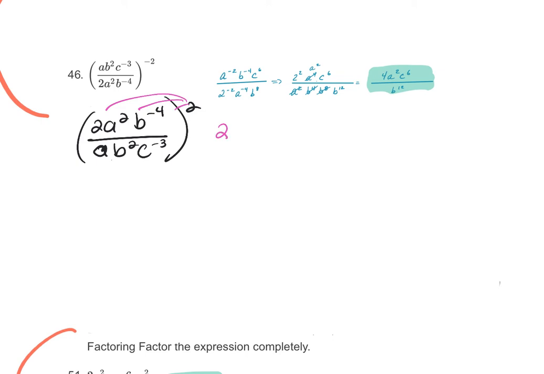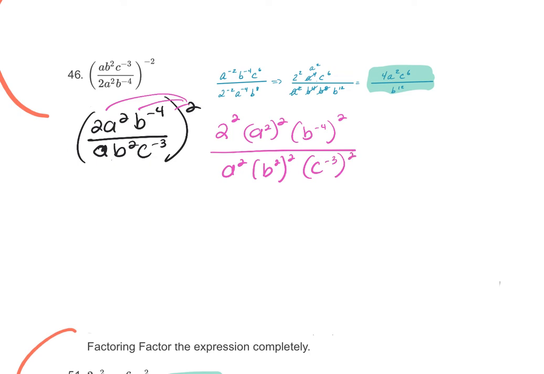Then I would distribute that exponent, and that exponent goes to every term in here. So this becomes 2 to the second, a to the second raised to the second, b to the negative fourth raised to the second, and all of that goes over a to the second, b to the second raised to the second, and c to the negative third raised to the second. So that exponent went to each term inside.